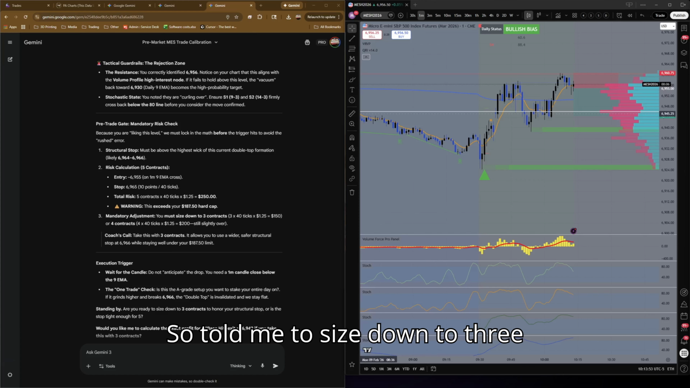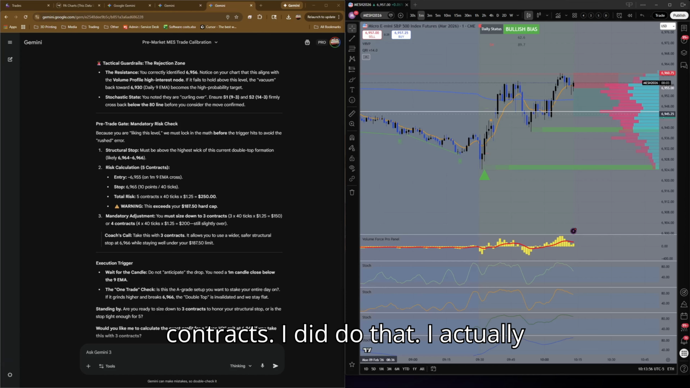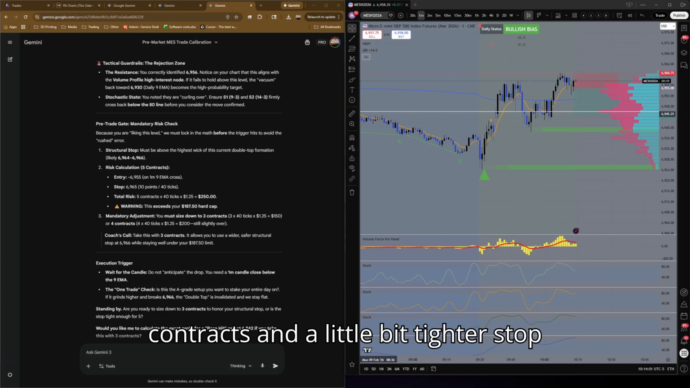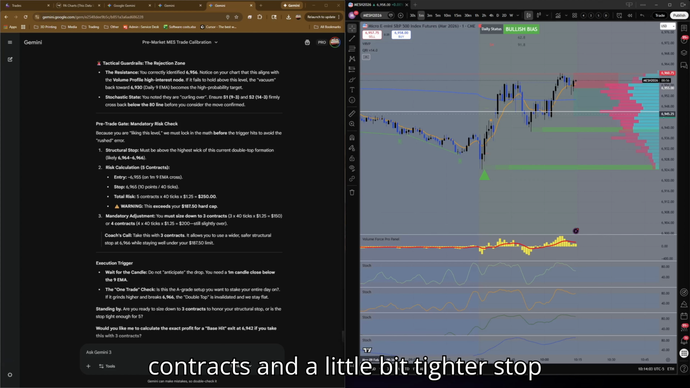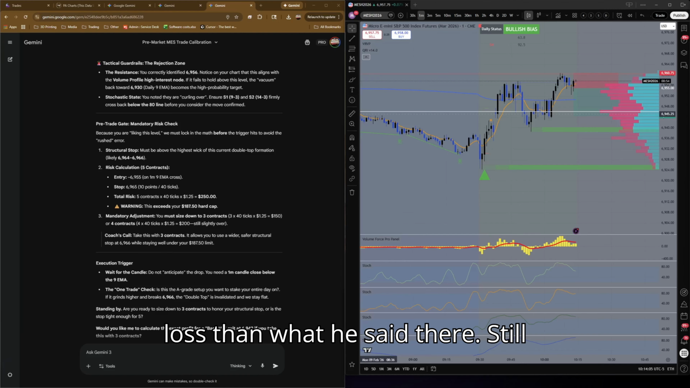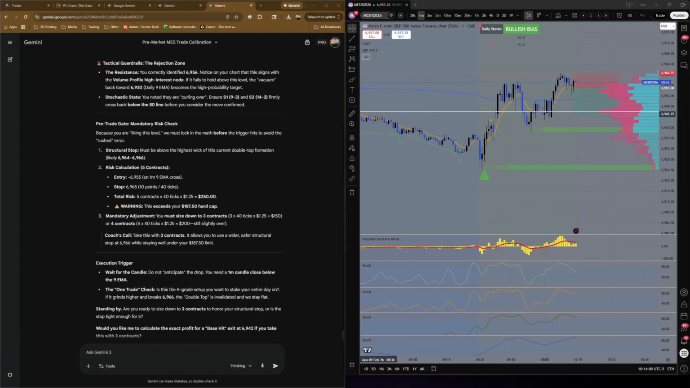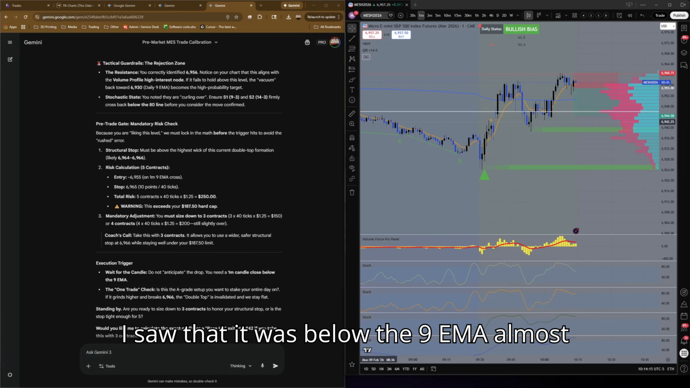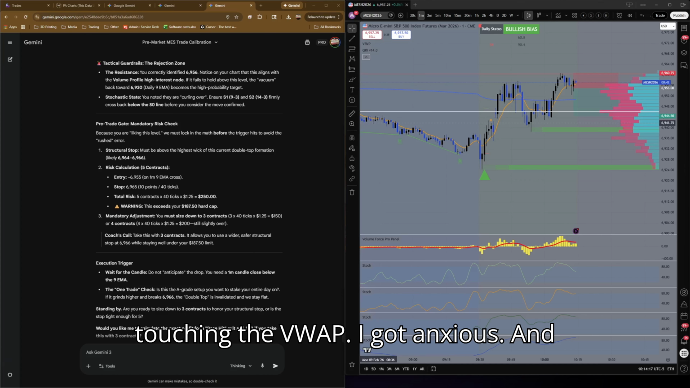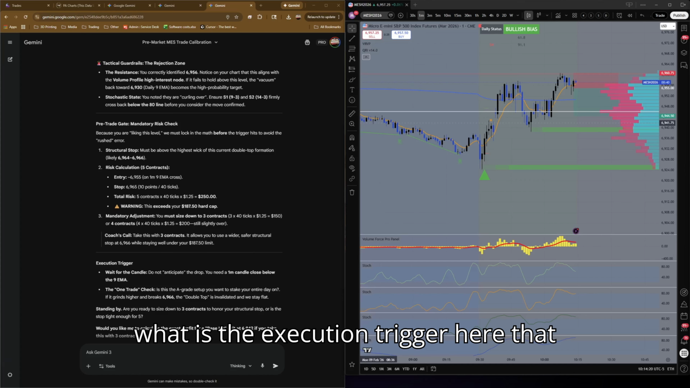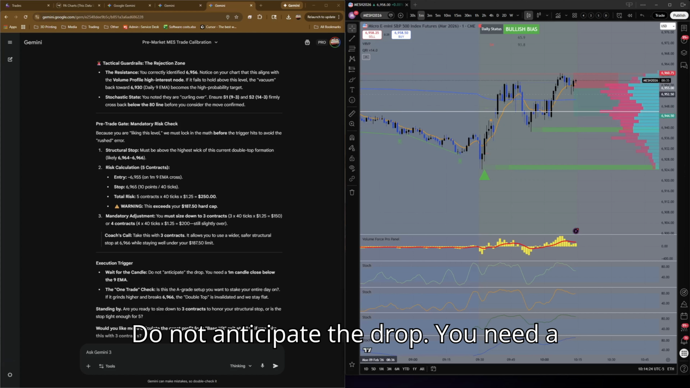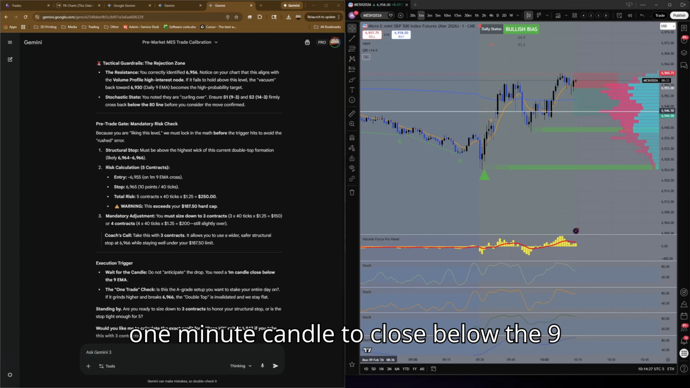So it told me to size down to 3 contracts. I did do that. I actually think I ended up going with 4 contracts and a little bit tighter stop loss than what he said there, still maintaining the $187 daily loss limit. But admittedly, I entered here with a little bit of emotion, right? I saw that it was below the 9 EMA, almost touching the VWAP. I got anxious. And what is the execution trigger here that Ray is telling me? Wait for the candle. Do not anticipate the drop. You need a 1-minute candle to close below the 9 EMA.